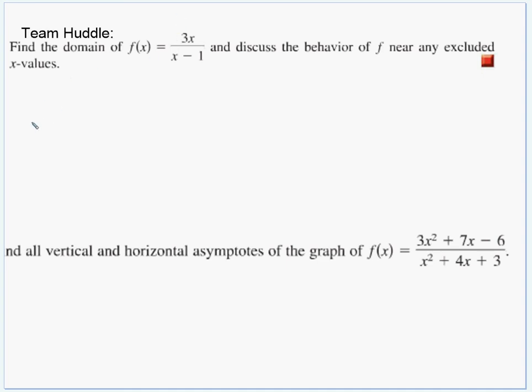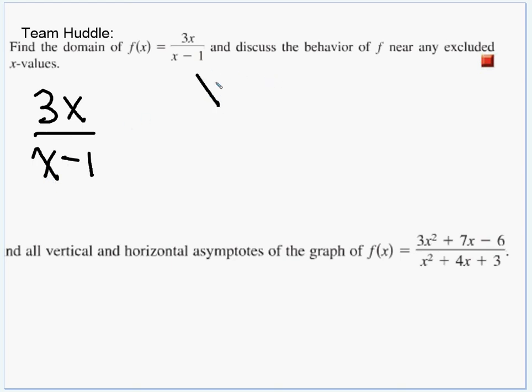So for the first one, our denominator, x minus 1, we don't want it to equal 0. So if we add 1 to both sides, we don't want x to equal 1. Is there any way to factor and cancel? No, it's not going to happen. Now here it says discuss the behavior near any excluded value. Well, let's do it like this. We've got 3x over x minus 1, and we want to figure out what happens as we approach 1.